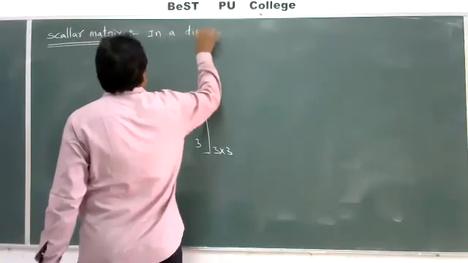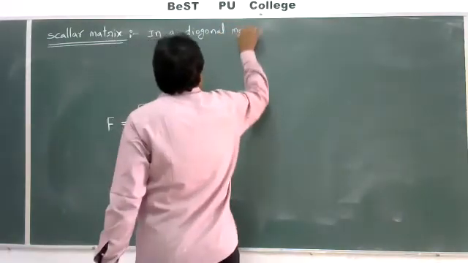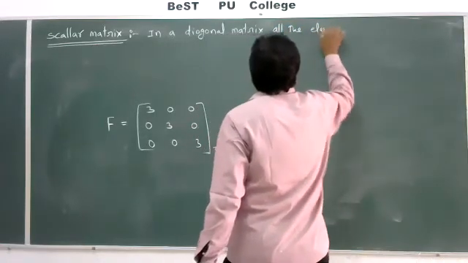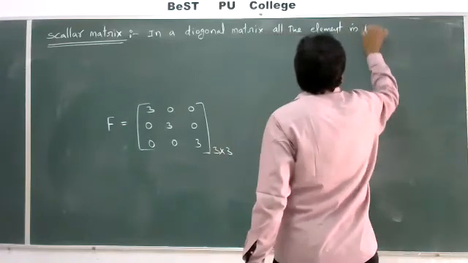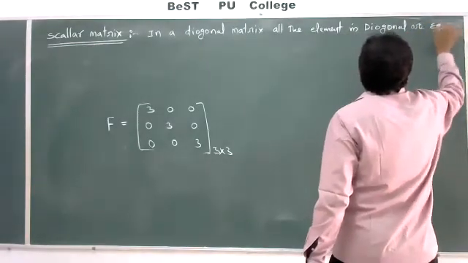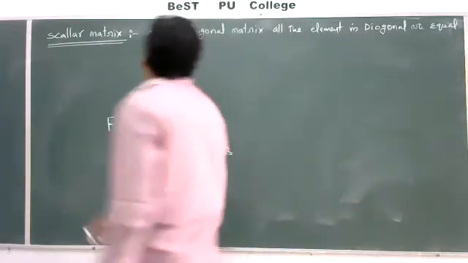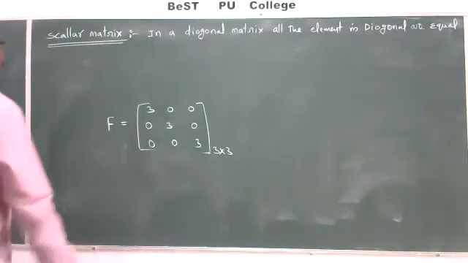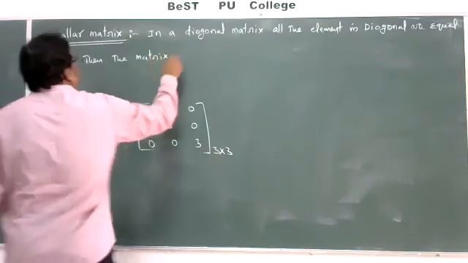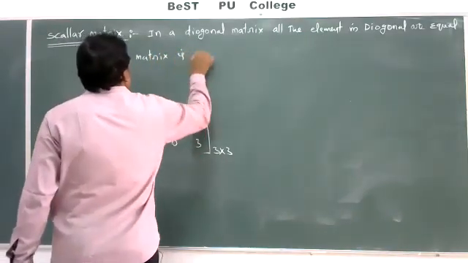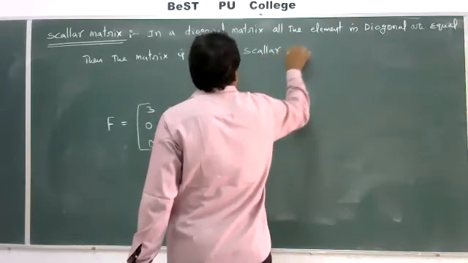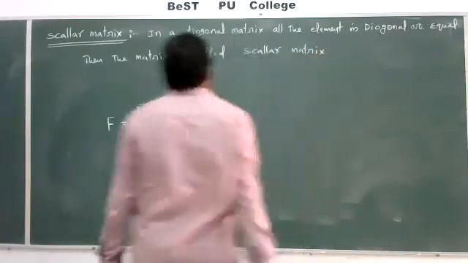In a diagonal matrix, all the elements in the diagonal are equal, then the matrix is called a scalar matrix.